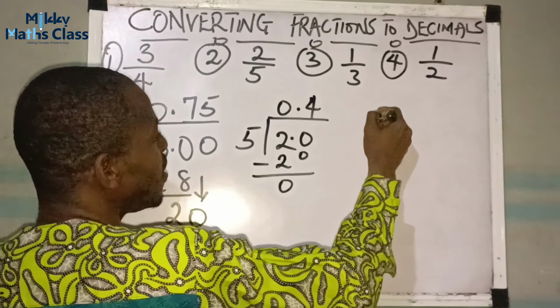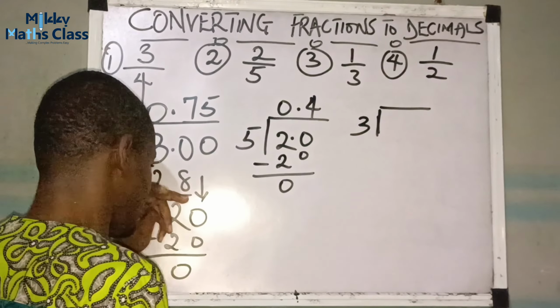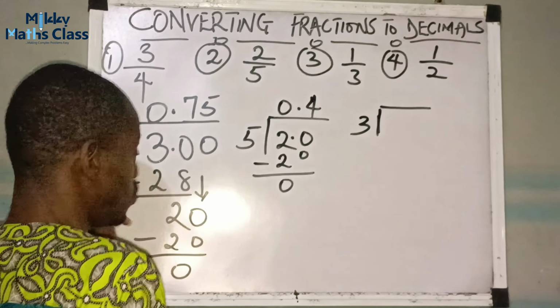The third one, 1 divided by 3. We'll put our 3 outside. That's the divisor, what we are using to divide. What we are dividing, the dividend, we'll put 1 inside. Can 3 divide 1? No. We'll put 0.0. Now 3 in 10. Of course, we put our 0 here and put our decimal point here. That will give us 3 in 10. That's 3. 3 times 3, that's 9. 10 minus 9.